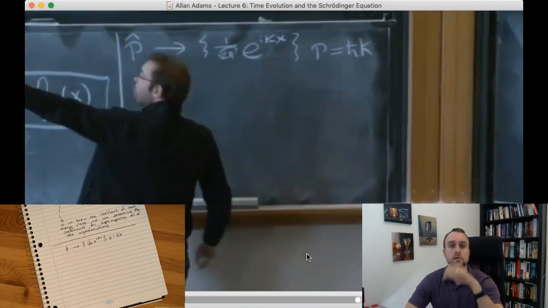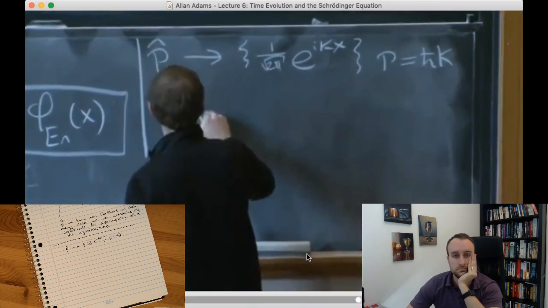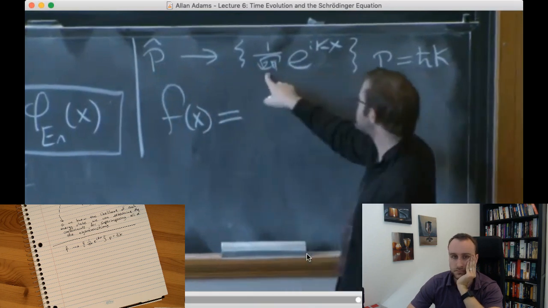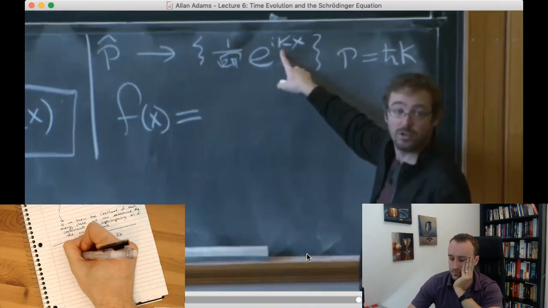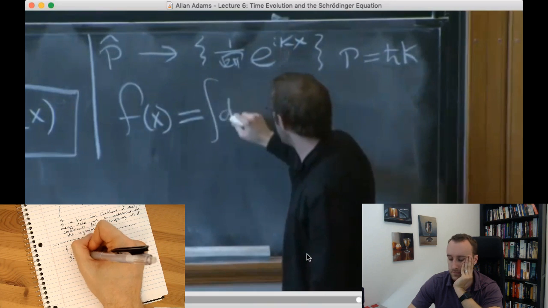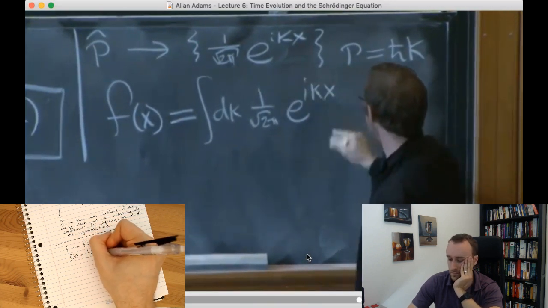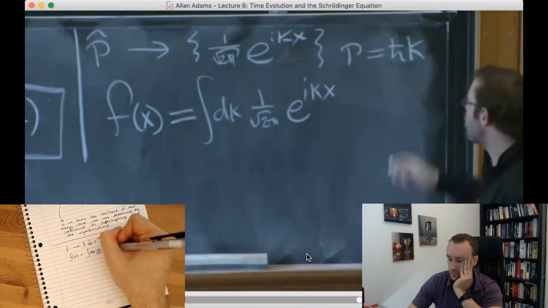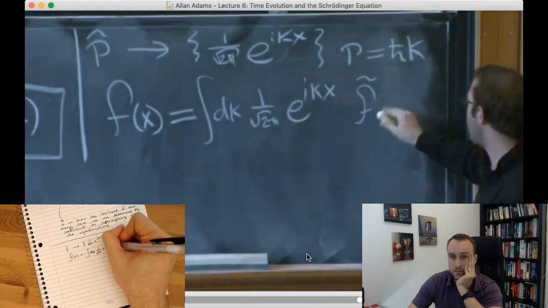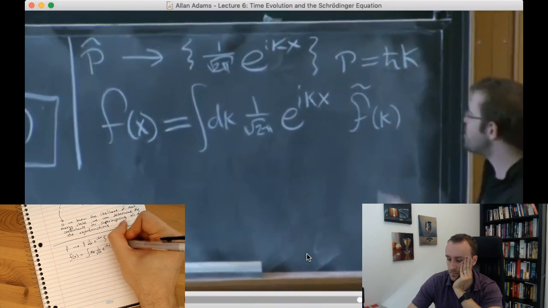And statement 3 is the statement that an arbitrary function f of x can be expanded as a superposition of all possible eigenfunctions, but k is continuously valued, any momentum, so that's an integral dk, 1 over root 2 pi, e to the ikx times some coefficients. These coefficients are labeled by k, but since k is continuous, I'm going to call it a function. Instead of c sub k, I'll call it f tilde of k.